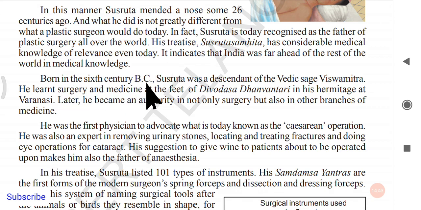Next, born in the 6th century BC. When we started the lesson, I told you what we mean by ancient age, or ancient period. So this is called the ancient period. He was born in the 6th century BC, before Christ, and now we are in AD.